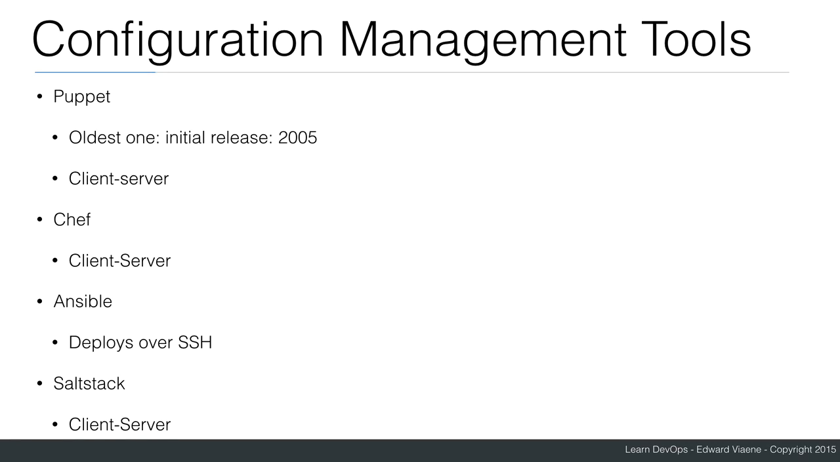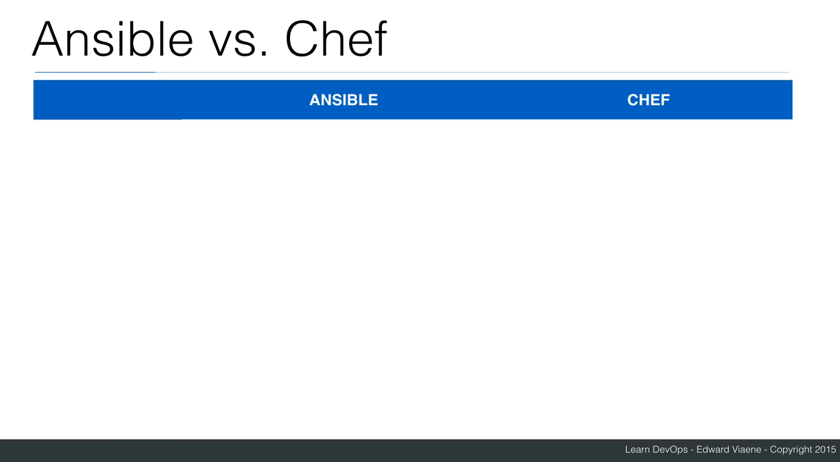Ansible is one of the relatively newer tools. It's easier to get started with than the other tools. It also doesn't have a service or daemon running. It just pushes the changes over SSH, whereas the other three have a client-server model. In this course, I'm going to focus on Ansible and Chef. You'll be able to experience the differences between the two approaches they take.